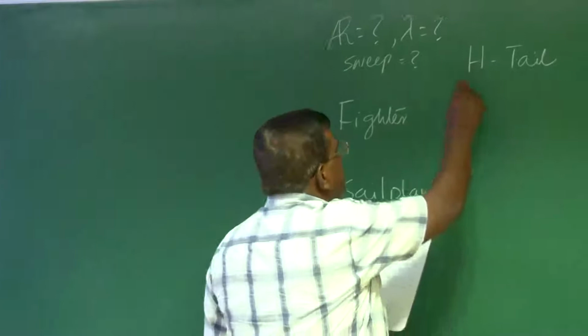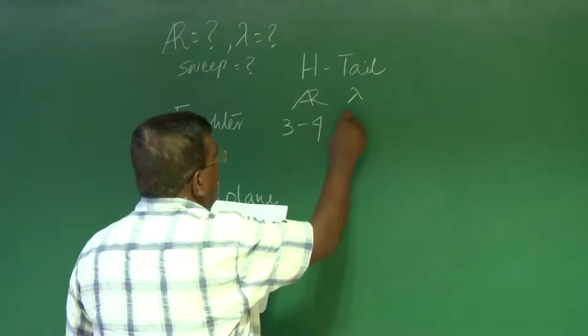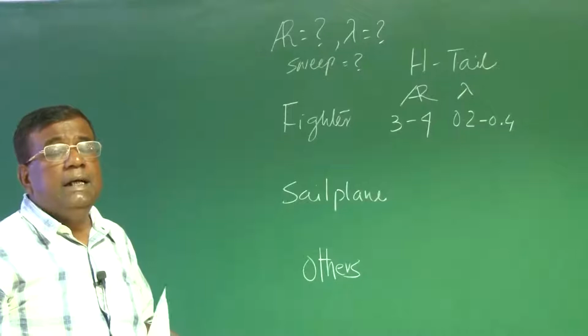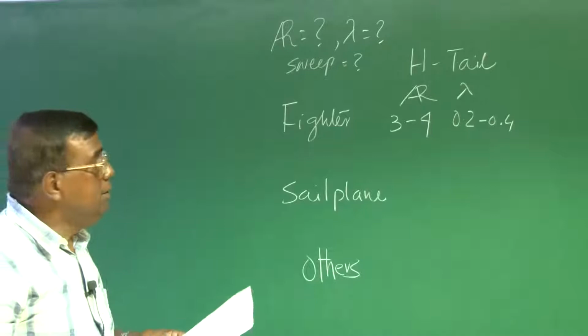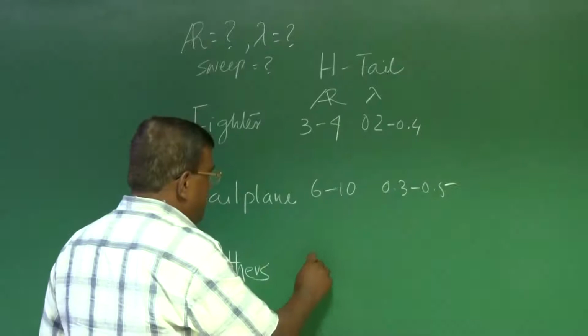Typically, if I write aspect ratio and taper ratio, for a fighter horizontal tail it is 3 to 4 and 0.2 to 0.4. These are some guideline numbers based on different types of aircraft in the market. It is not necessary that those numbers are very optimal numbers, right? For a sailplane it is 6 to 10 and 0.3 to 0.5, and others you'll find varying between 3 to 5 and 0.3 to 0.6.